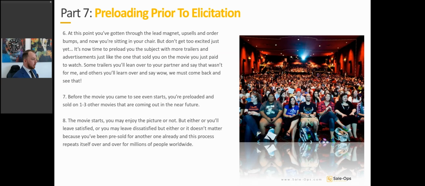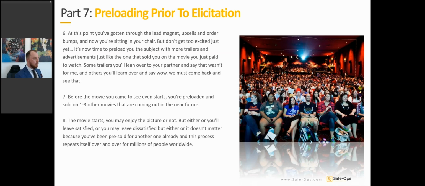Now, some of the trailers that you see during this time, you'll look over at your significant other, your friend, your partner, whoever you're at the movies with, and you'll say, man, that wasn't for me. That don't look very good. And others, you'll lean over and say, wow, we've got to come back and see that.